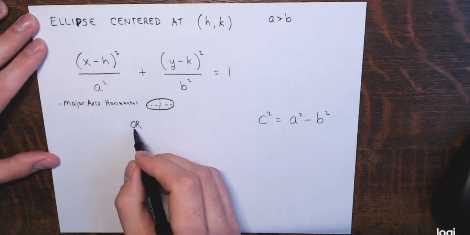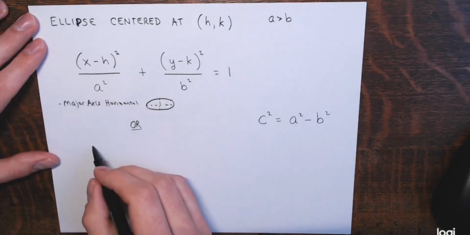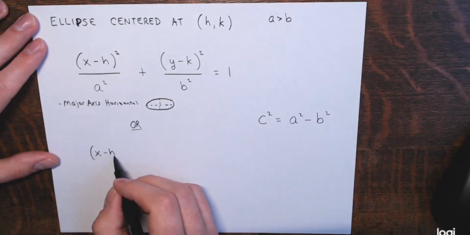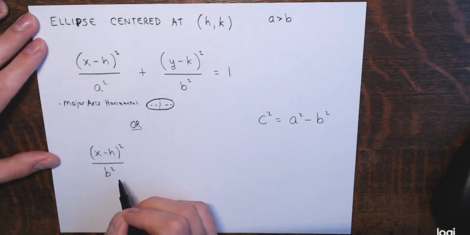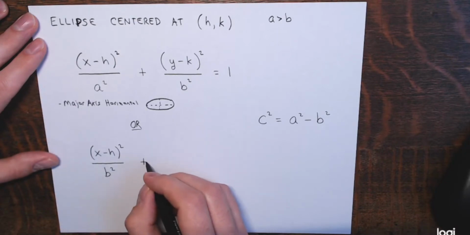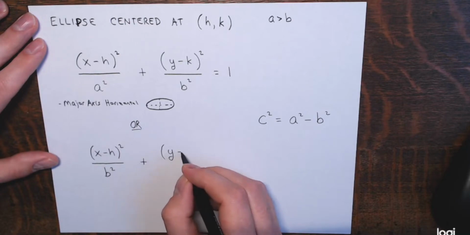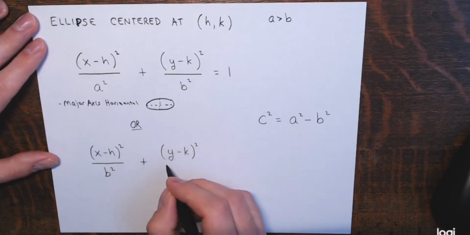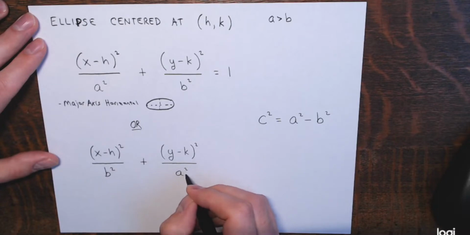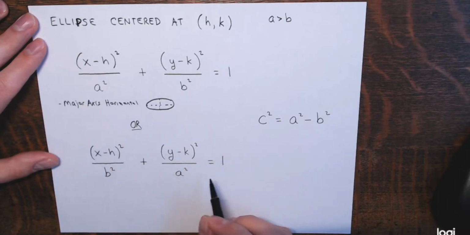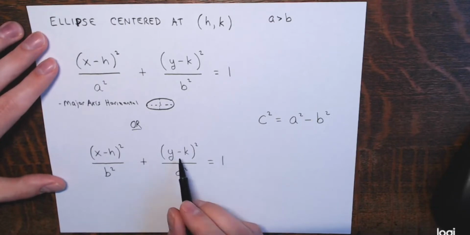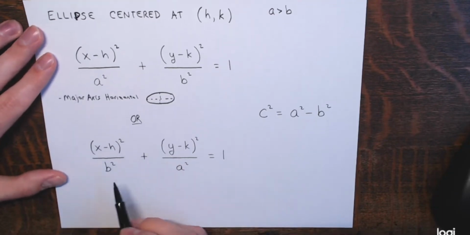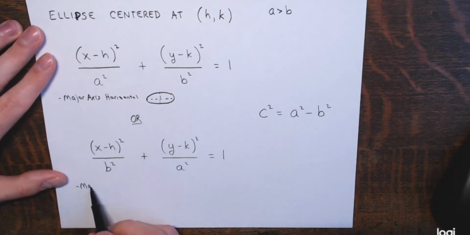Now the other way around is if you just switch a and b here, we have the quantity x minus h squared divided by b squared, the smaller denominator, plus y minus k squared divided by a squared, the larger denominator, equals 1. If this is the case, if the larger denominator is under the y term, then the major axis will be vertical or parallel to the y-axis.